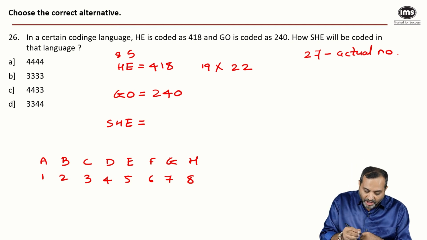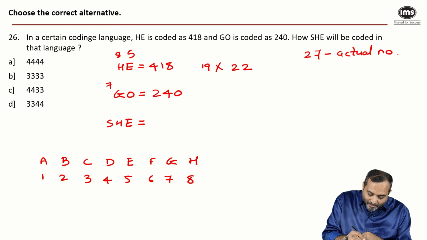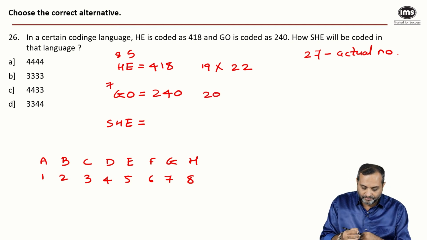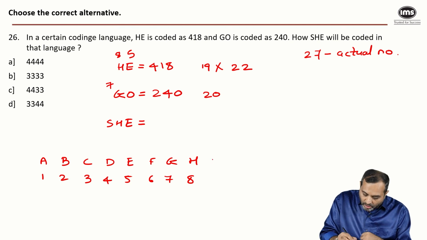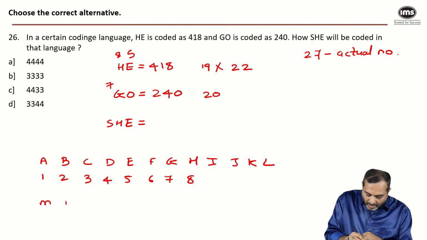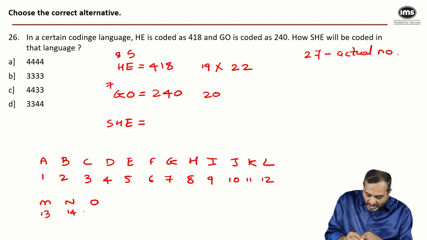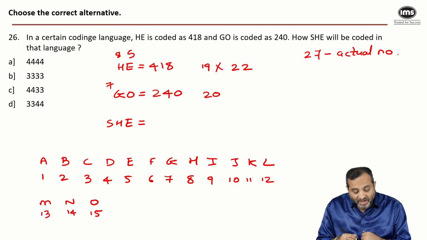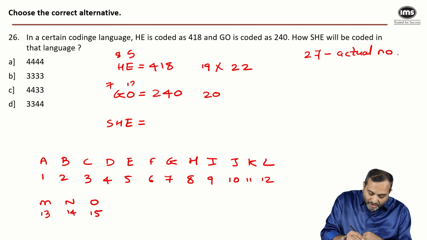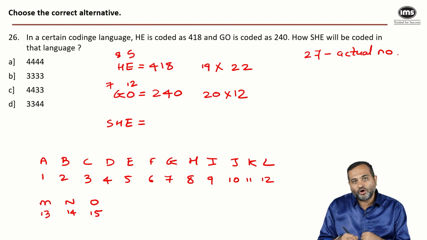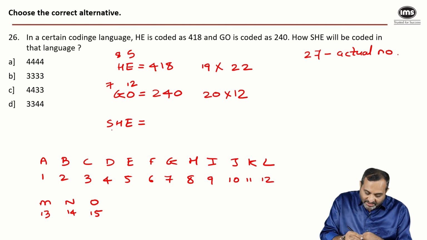So if I continue, G is the 7th alphabet. So the reverse numbering for G will be 20. And O: I, J, K, L, M, N, O, which is 9, 10, 11, 12, 13, 14, 15. O is the 15th alphabet. So the reverse numbering will be 12. So 20 into 12. Do you get 240? Yes.